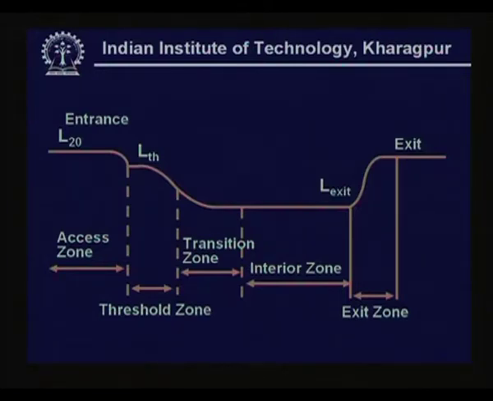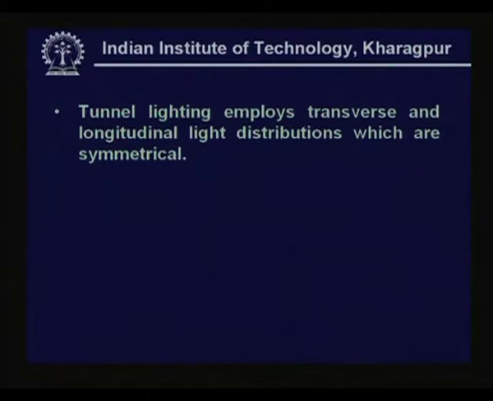Interior zone, what we are calling, is the longest stretch of the tunnel, which is very important. So, what are the types of arrangements they use? The tunnel lighting employs transverse and longitudinal light distributions which are symmetrical. Transverse is perpendicular to the road, or longitudinal along the axis of the road.